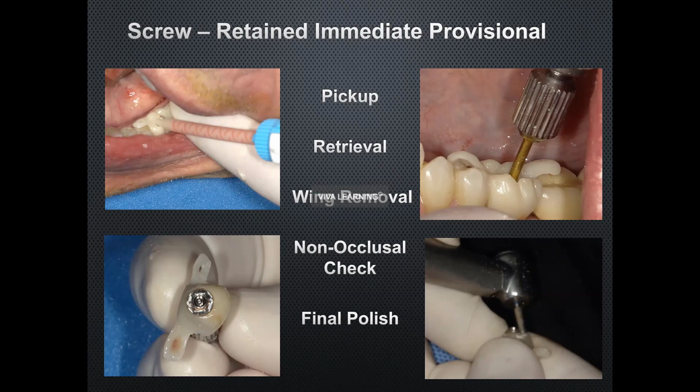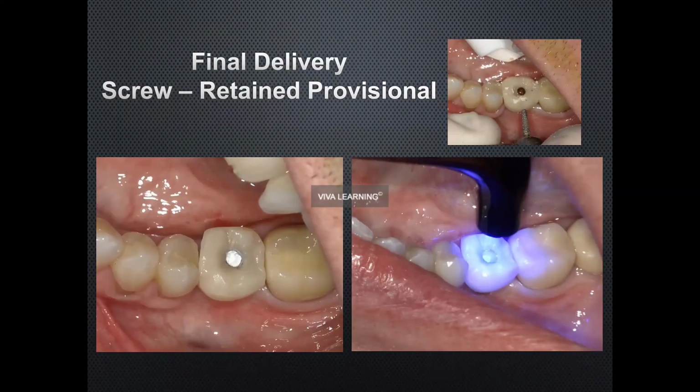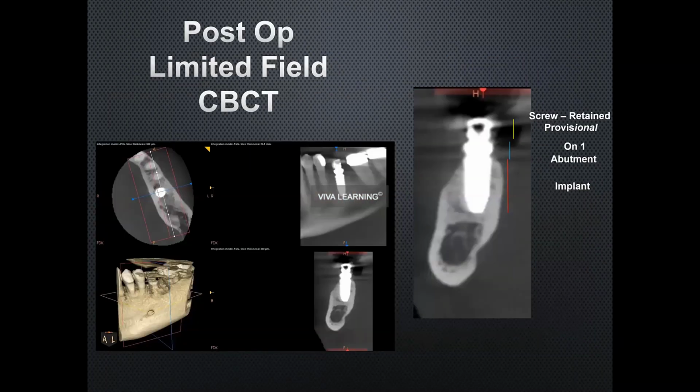Here's our final delivery of the screw retained abutment. We've just covered up the hole again with silicone tape and a little flowable composite, and we just want to make sure we get it out of occlusion. Our post-op limited field CBCT is going to show us here's our implant in red. Here's our 2.5 millimeter abutment, and all our temporary and everything else from now on is going to be taking place on top of that. So we're not going to come back and disturb that again.